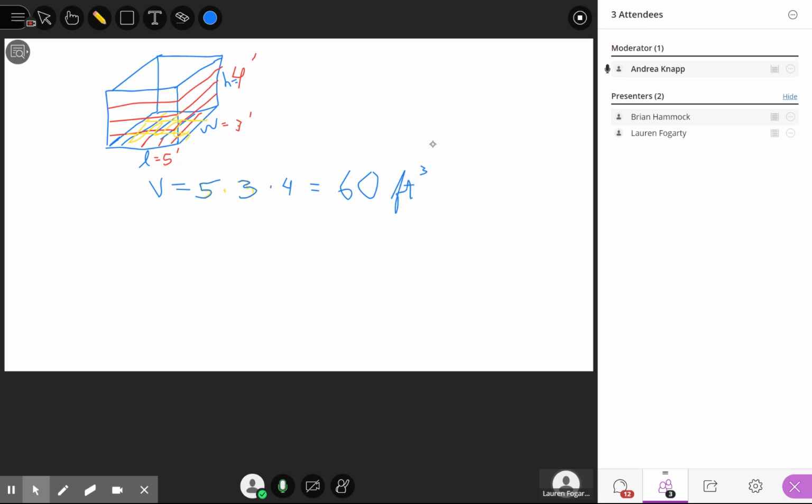cubic feet. And volume is always given as units to the third power because you've got the third dimension going. So what this means is that you've got 4 layers of 15. So 60 cubic feet would fit into here. You can kind of think of it with this corner right here. So if you had that filled in, you've got 60 of those that would fill in that space.